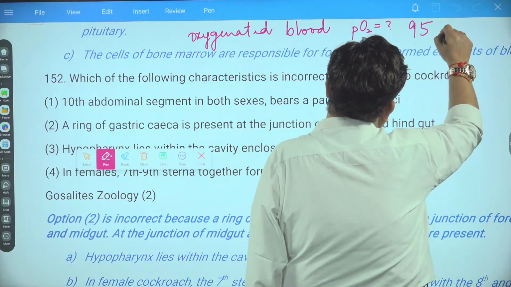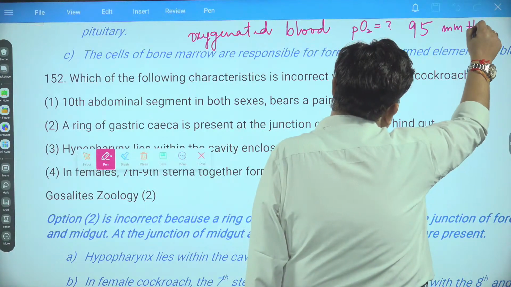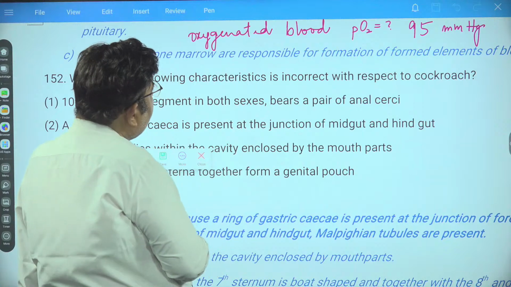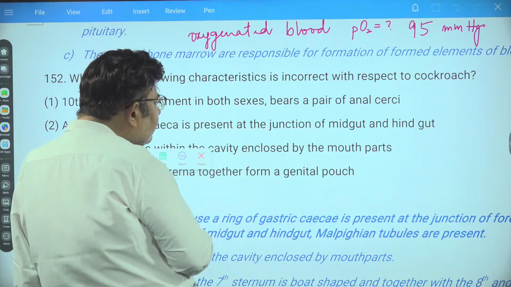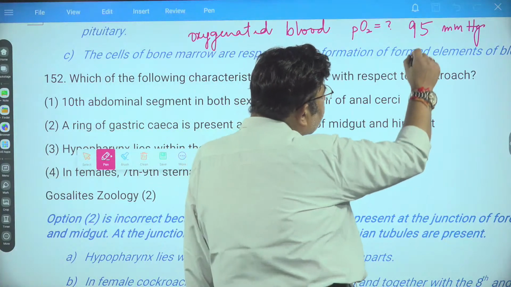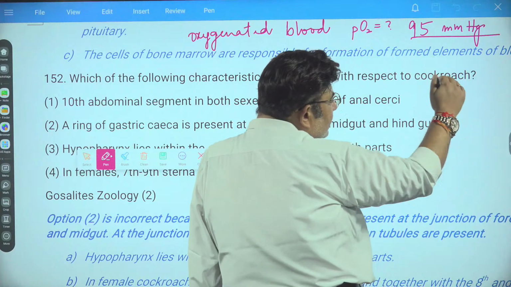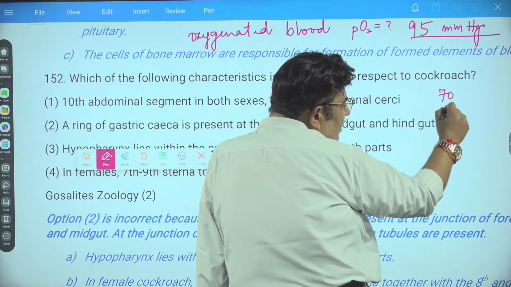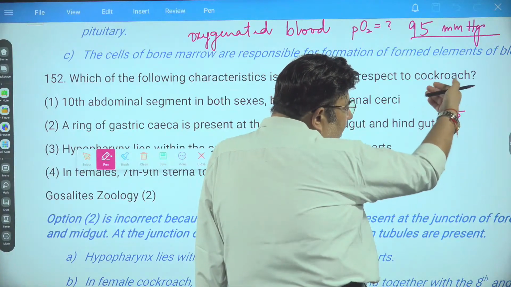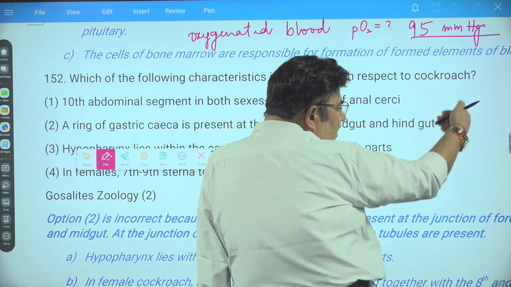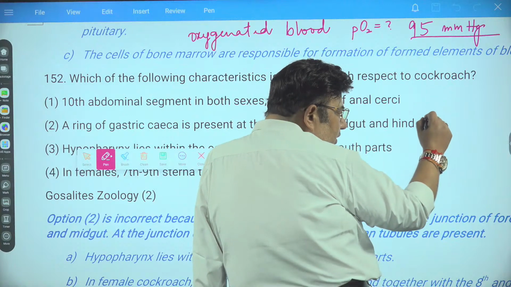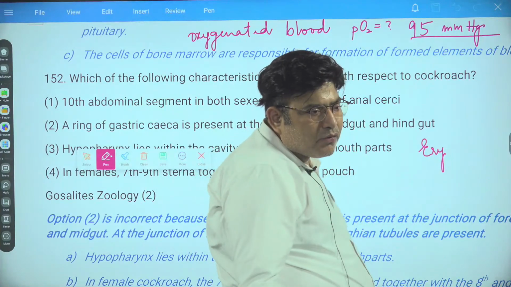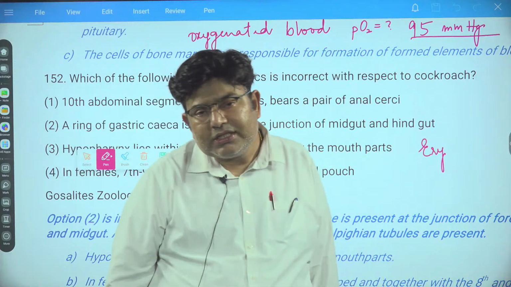It is 95 mm of mercury. 95 mm of mercury PO2. If the PO2 is maintained lower than this, if in the blood the PO2 is not rising above 70 or 75, in that case the JG cells produce erythropoietin. And what is the effect of this hormone erythropoietin?